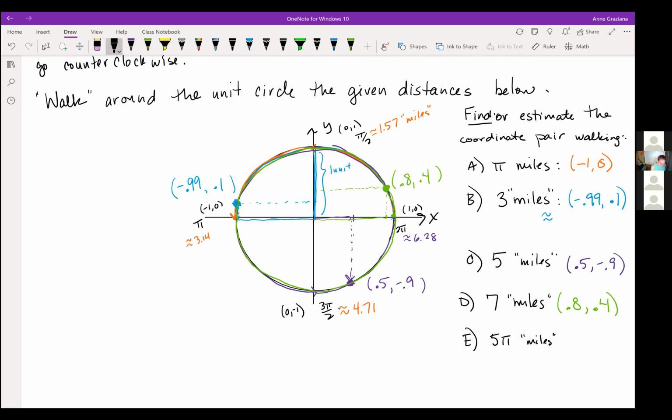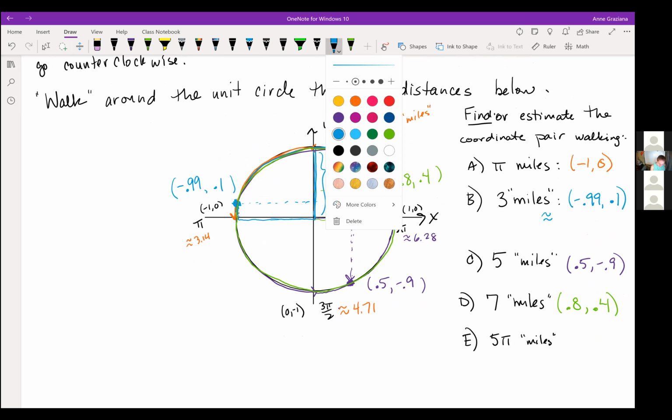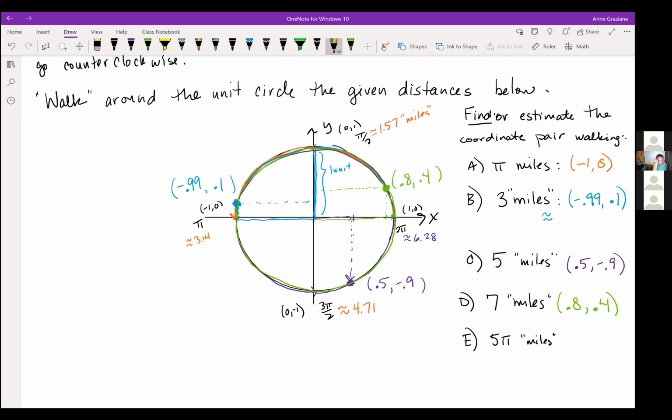Okay. To go 5 pi miles, let's see, I'm running out of colors. Ooh, let's do the rainbow one. Okay. To go 5 pi miles, again, I'm going to start here. And I keep going.